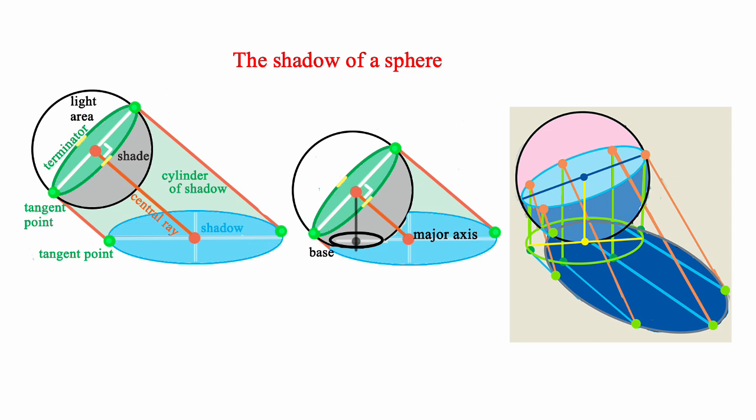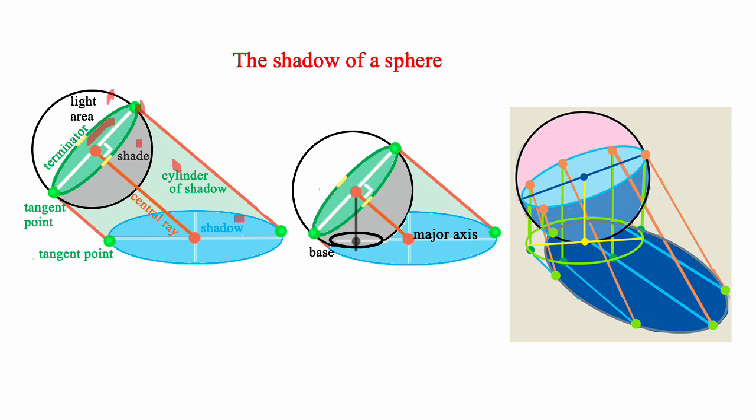The terminator is a round disk in the sphere that divides the light area from the shade. It's the shade line for the sphere. But it also blocks light from reaching the cylinder of shadow, which we would see if there were particles in the air, and the shadow on the ground.